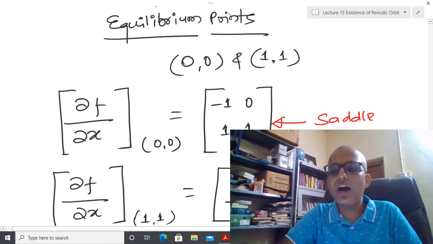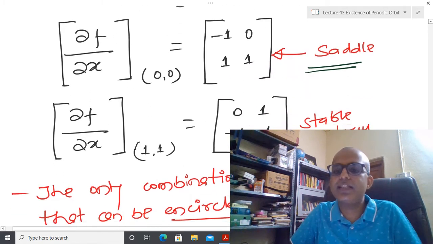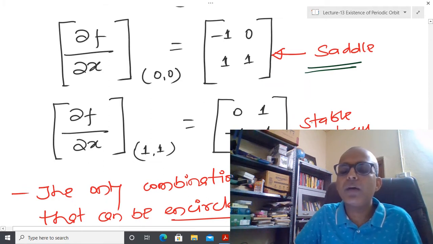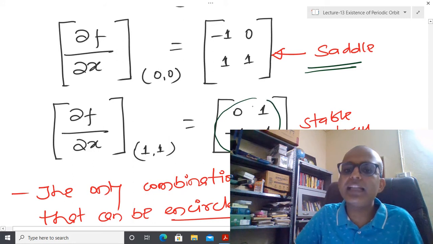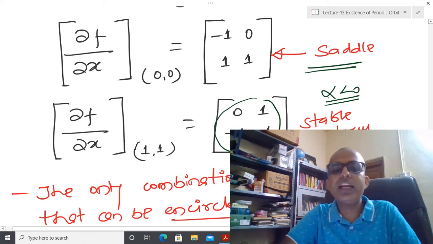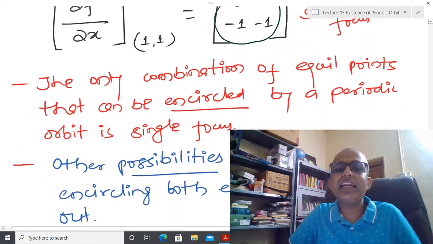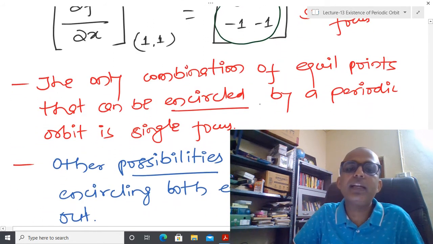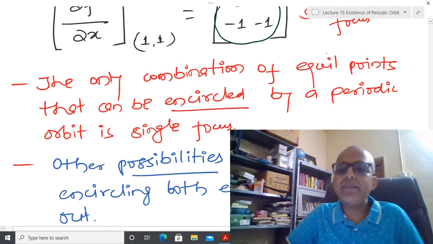Similarly, now I have written here a stable focus. It means that the eigenvalues of this particular matrix are complex, and a stable focus means alpha less than 0, that is, the real part of that complex eigenvalue is less than 0. That is the meaning. So the only combination of the equilibrium point that can be encircled by a periodic orbit is a single focus. Why am I telling this?